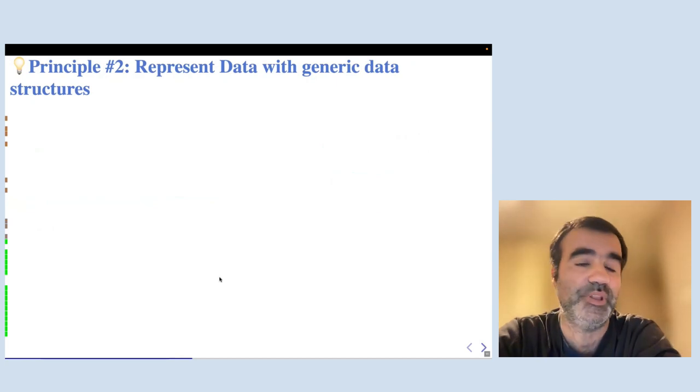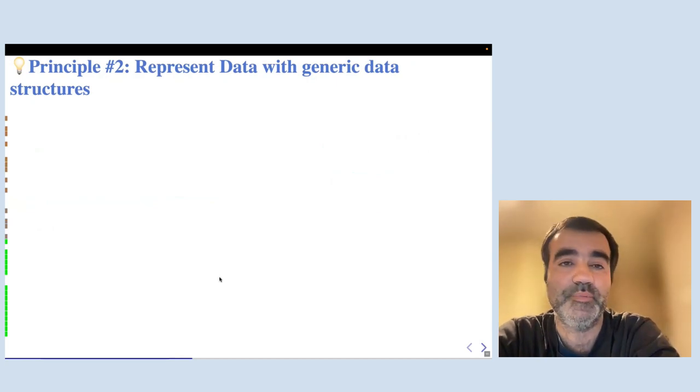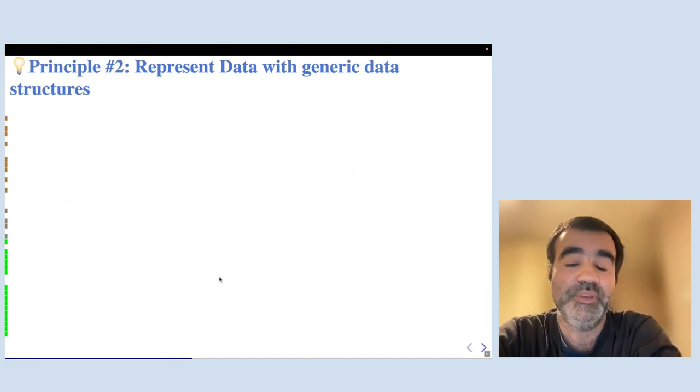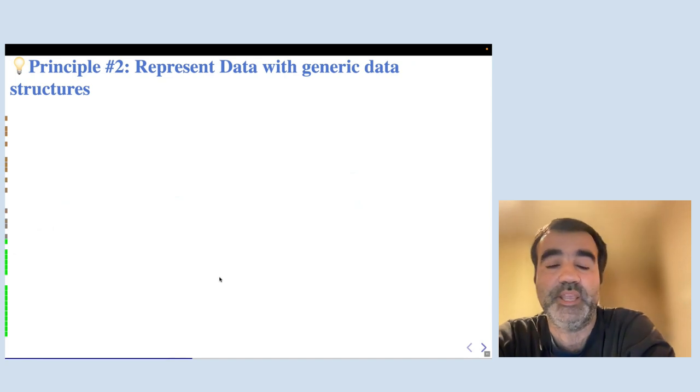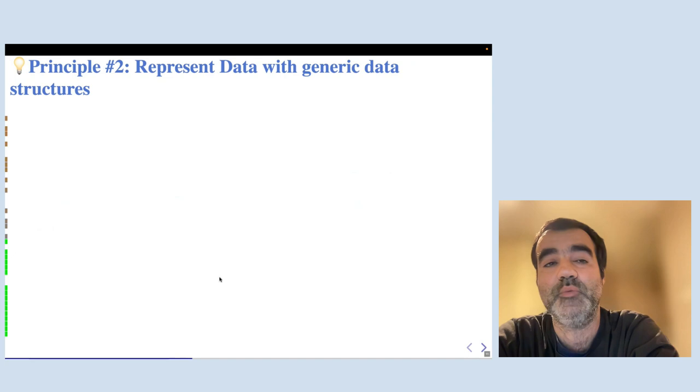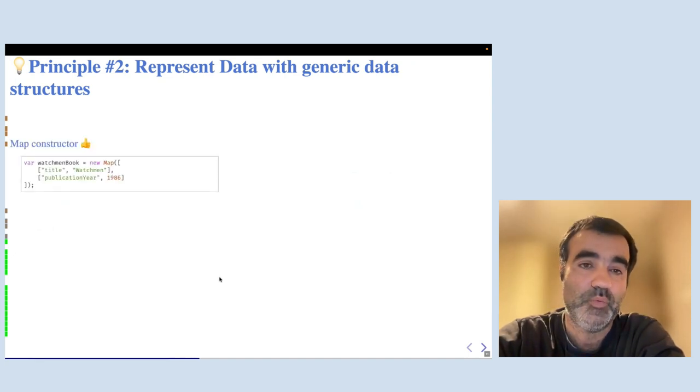Okay, so that was principle number one. We separate between code and data. Principle number two deals with how we represent data. And because data is a first-class citizen, data is a value in data-oriented programming, we want to represent data with generic data structure. What do I mean by that?